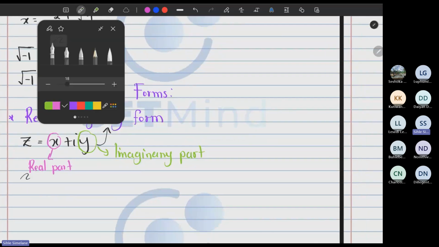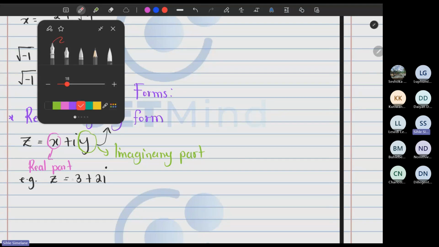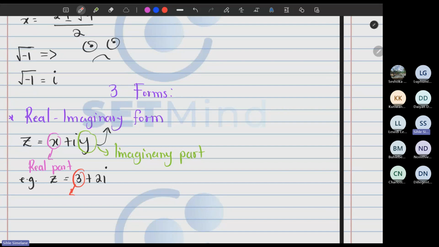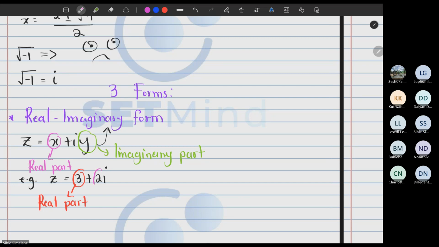For example, if z is 3 plus 2i, I can clearly see which one is the real part, which is the part which has nothing to do with i. That would be the real part. What is the imaginary part? It is always what is multiplying the i. What is multiplied by the i? This would be the imaginary part.